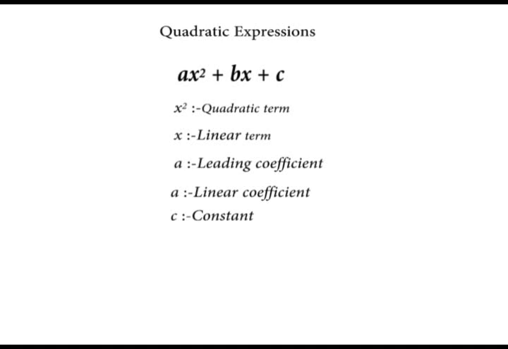For example, in an expression like 3x squared plus 4x minus 8, 3 is the leading coefficient, 4 is the linear coefficient, and minus 8 is the constant. Keep these definitions in mind. We will be using them throughout this chapter.